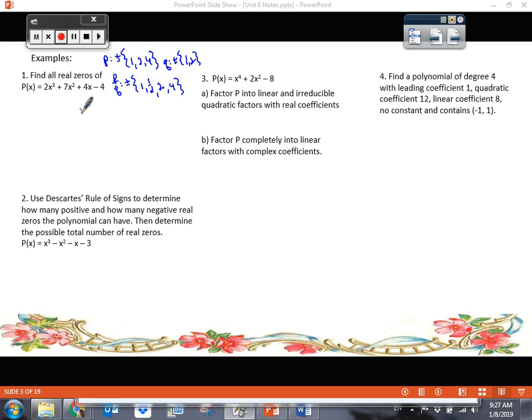So -1, I'm going to put a -1 in here. So that would give me, what, a -2 plus 7. That's what, 5 plus 4. Yeah, that's not going to give me 0. So 1 and -1 aren't going to work. There's no sense in me doing synthetic division with them.